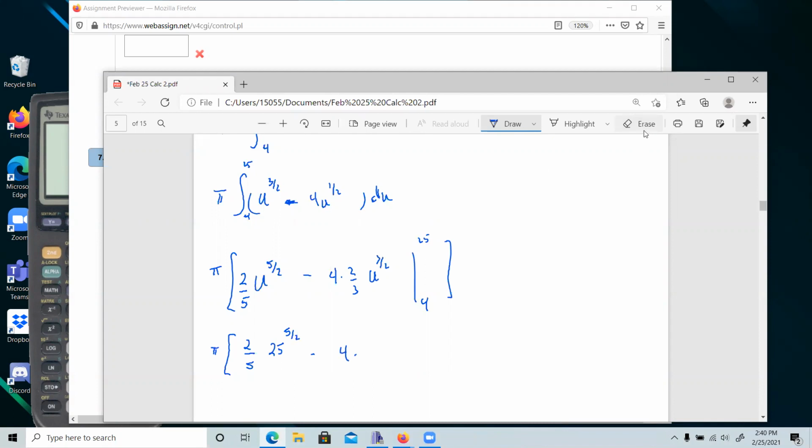Okay, that's 8/3. And it's 4 to the, oh, that's 4 to the, it's not 4. I should pay attention to what I'm doing, at least a little bit. This is u evaluated at 25, minus, and then we have 2/5 4 to the 5 halves minus 8/3, 4 to the 3 halves.